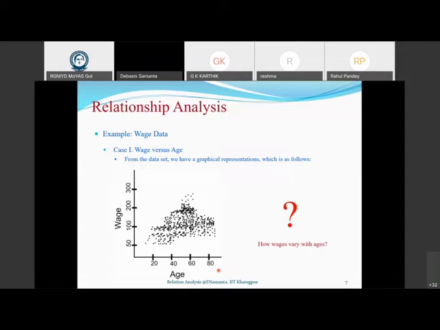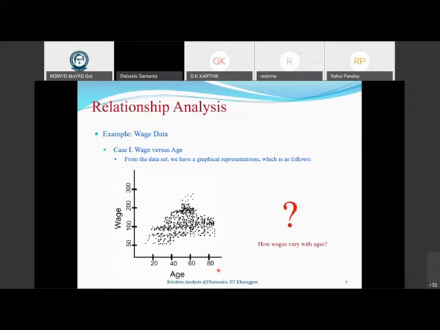Now, this is the data that is given to you. Here the question arises: how do salaries vary with ages? From there, can you conclude anything? Can you infer something? It is very difficult because it is so scattered, nothing can be planned properly.